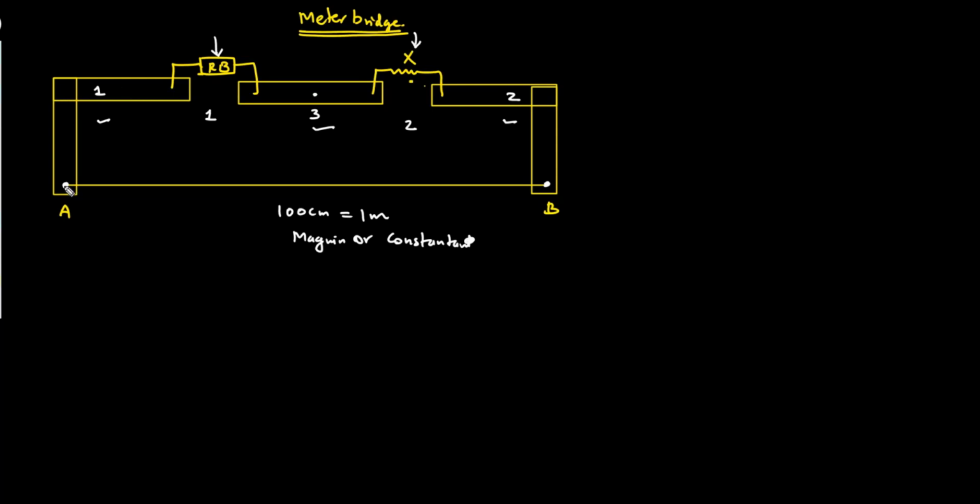Right. So between AB there is a wire of length 1 meter, and it is made up of manganese or constantan alloy. Why are we using the alloy wire? Because its melting point is very high, and its temperature coefficient is very small. Because of that, this wire will not melt easily and its resistance will be constant.